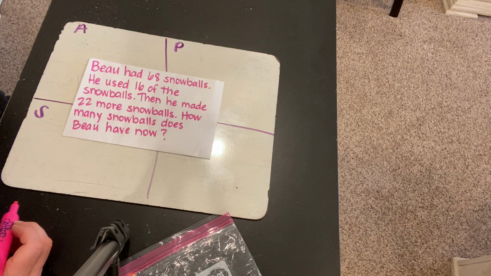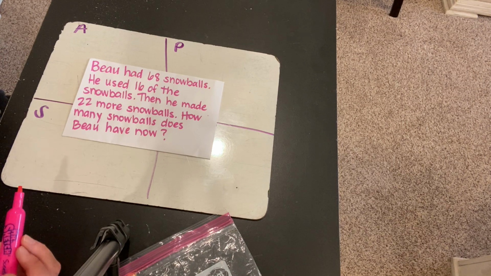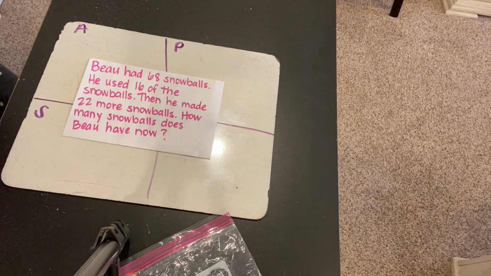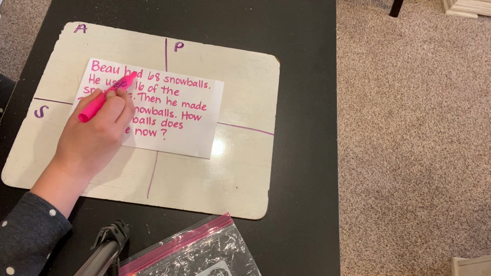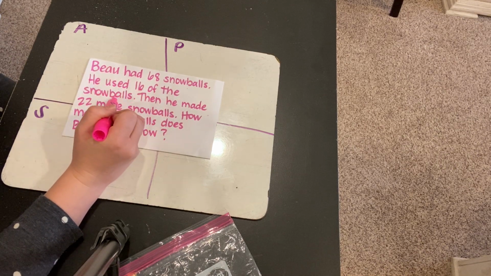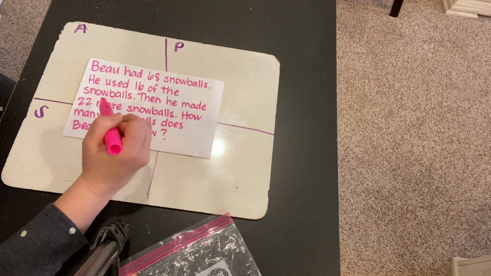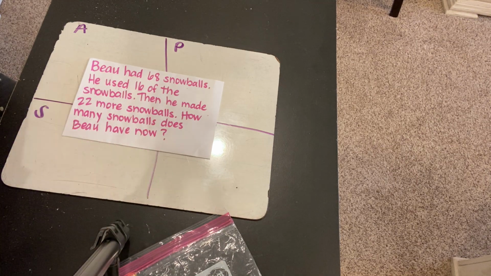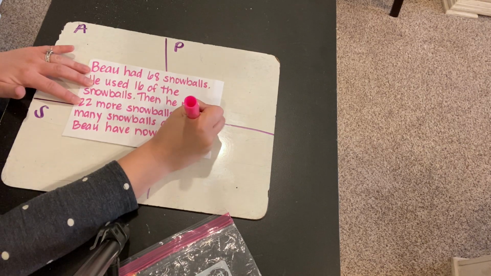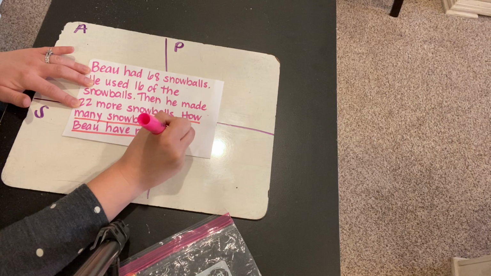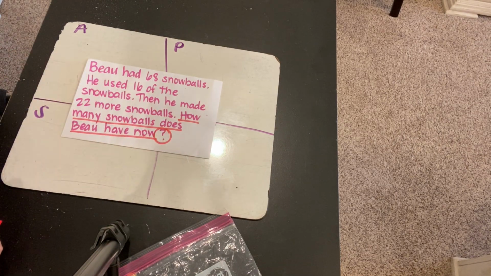Okay, let's go back through the problem, and I want you to listen as I read and figure out what is the question that we are being asked here. Okay, so Bo had 68 snowballs. He used 16 of the snowballs. Then he made 22 more snowballs. How many snowballs does Bo have now? What question are we being asked? How many snowballs does Bo have now? That's our question that we need to solve.